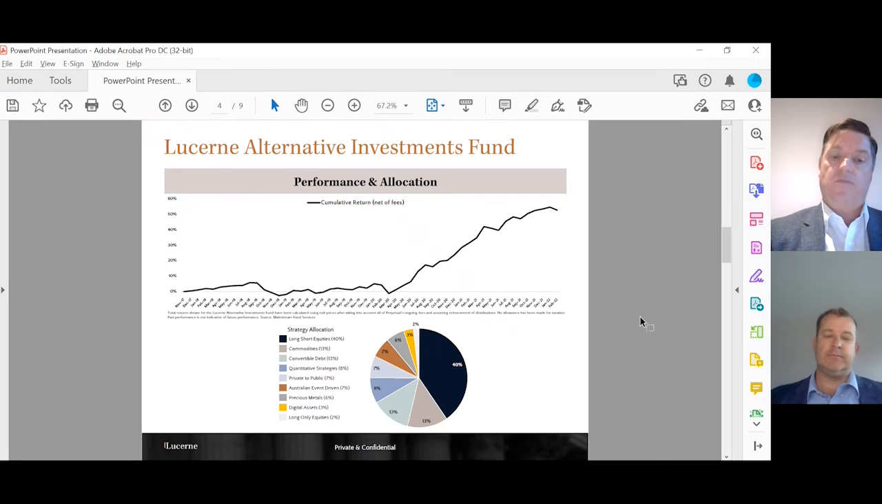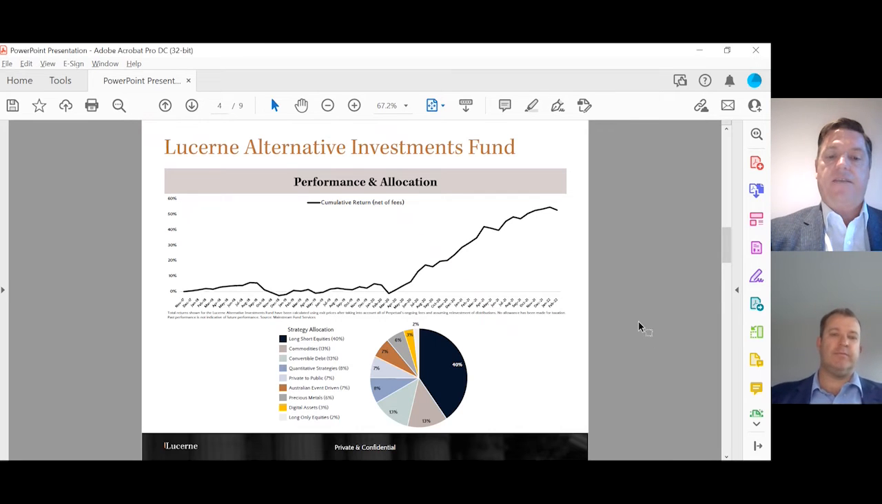But then when you look at its performance, it's been performing an average of 10% per annum since inception, which is about 4% more than they're targeting to perform. And that is largely attributable to their allocation to alternatives. And the same could be said for a lot of industry super funds and how they allocate their assets.